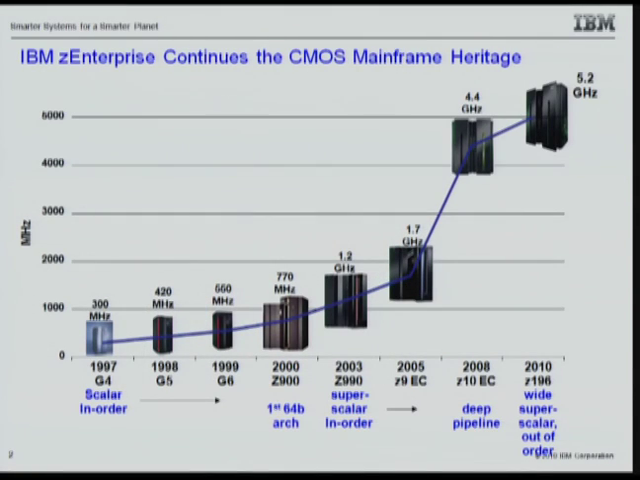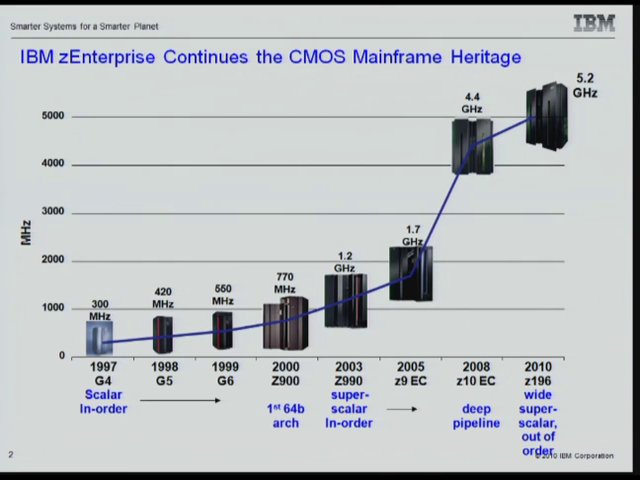Z Enterprise continues its CMOS mainframe heritage. As some of you are familiar, we had many bipolar generations. We converted to CMOS as of 1997, and over the years, we've systematically increased both the frequency and the complexity of our core. We introduced a first generation 64-bit architecture. We went superscalar, and in the last design, Z10, we implemented a brand new deeper pipeline. And today I'll talk about the brand new, wide superscalar, out of order Z196 core.